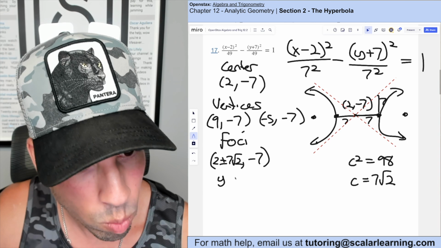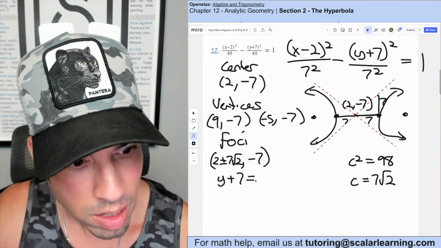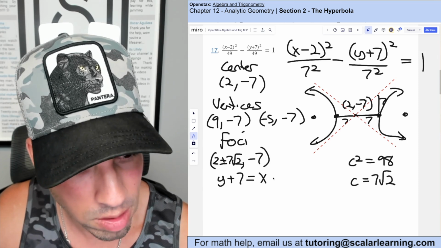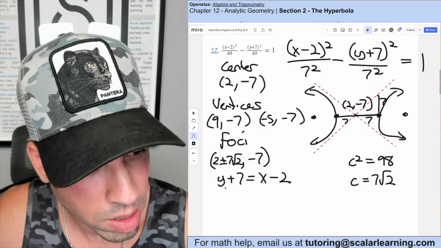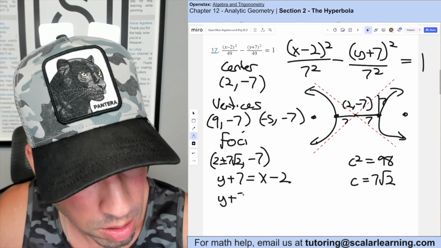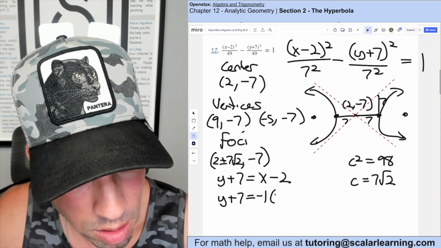So it's y plus 7, because it's y minus that negative 7, equals 1 times (x minus 2). Notice I didn't write the 1, because what's the point? And for the second equation, it's going to be y plus 7 equals, and then we have negative 1 times (x minus 2).